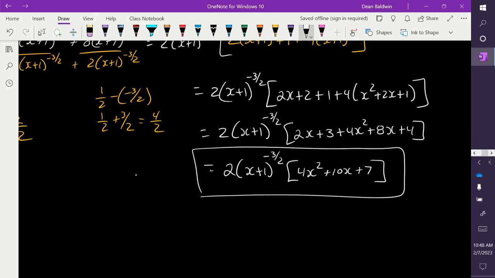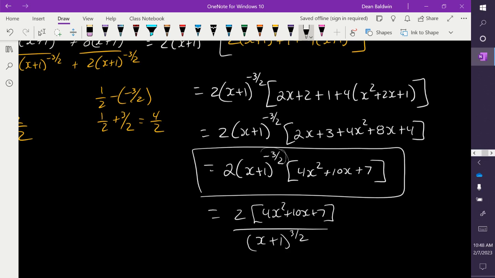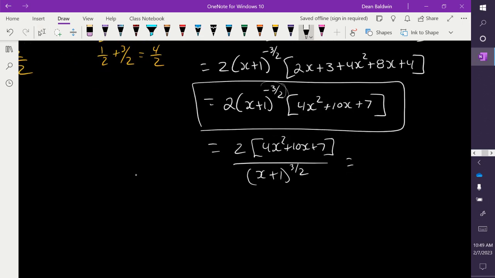Sometimes they'll want no negative exponents, so you would drop that down to the denominator. So you could write it like this. Like that. You can put the 2 in if you wanted. What's 3 halves as a radical? Yeah. Sometimes you want to write it like this. It really depends on what the question is asking.